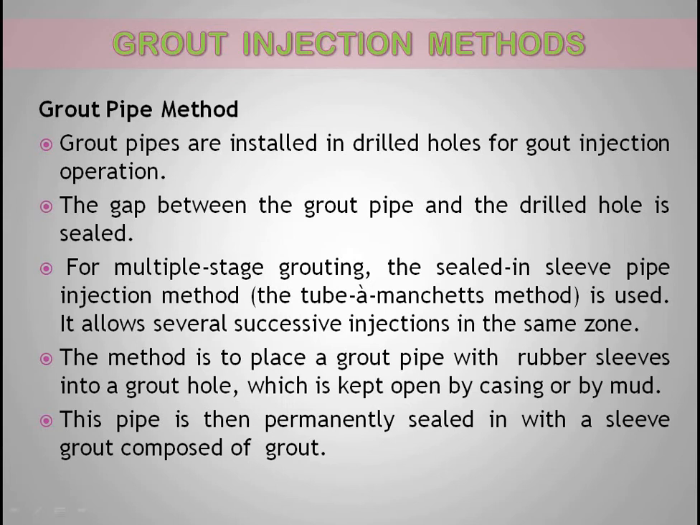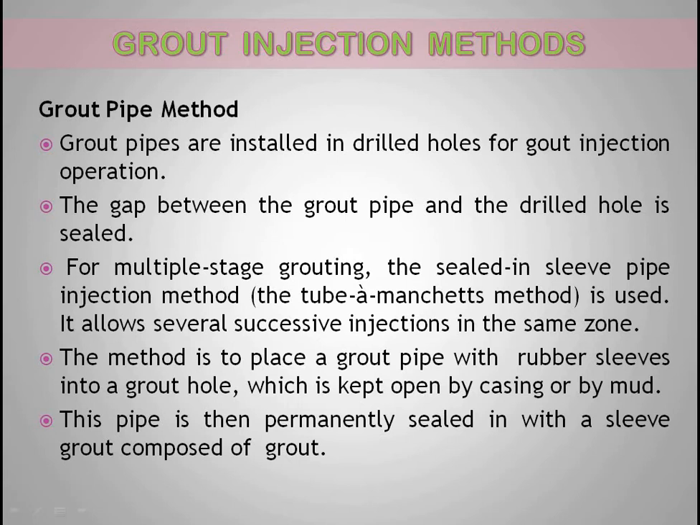Similar to the first method, here also you have to drill a hole first, and then grout pipes are installed into the holes. So you have a borehole and inside that you have the grout pipe. The gap between the grout pipe and the drilled hole is called the annular space. This space has to be properly sealed. And now through the grout pipe, the grouting material is injected.